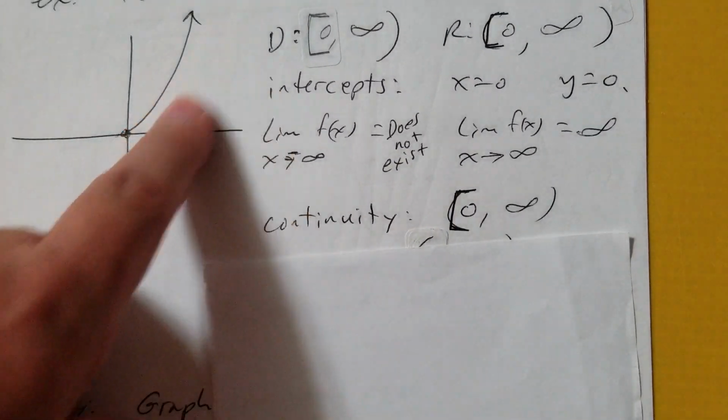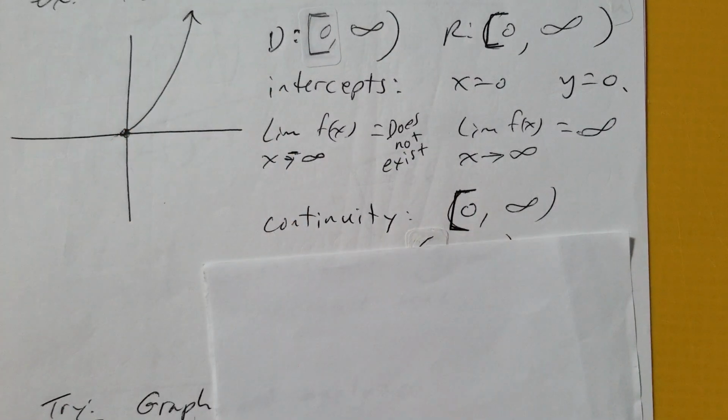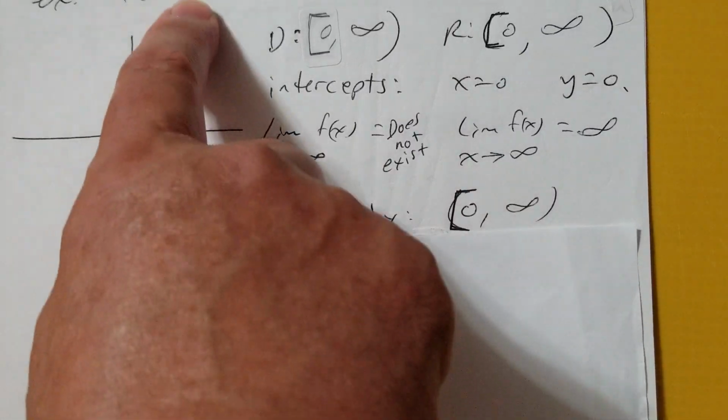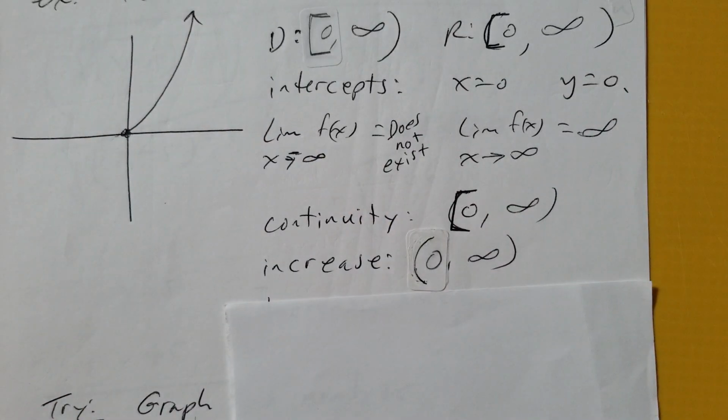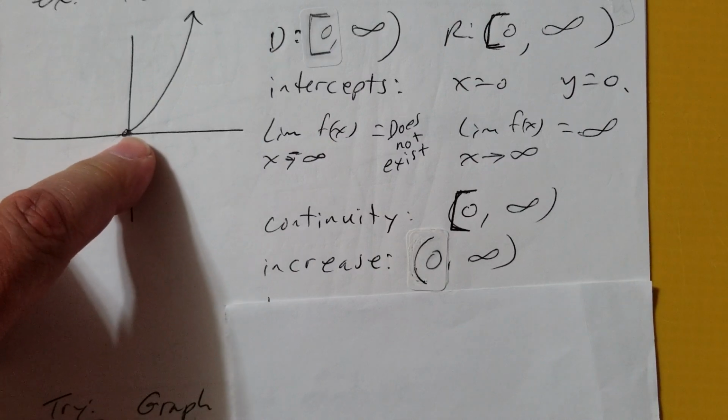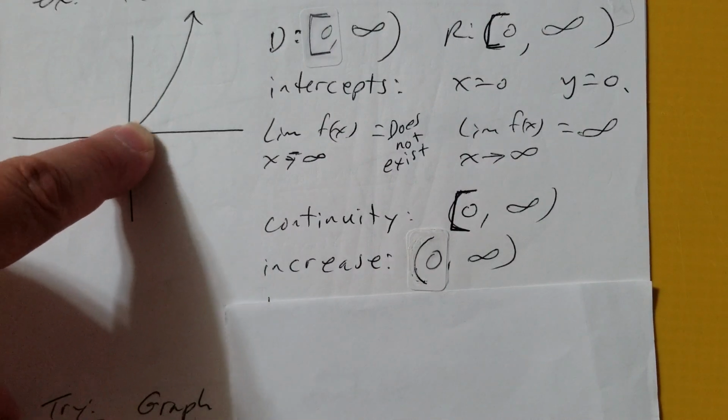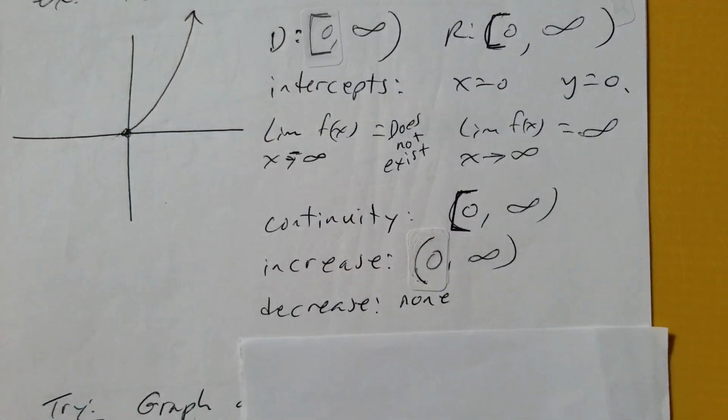Continuity, there's no break. It starts at 0 and goes, and there's no breaks anywhere, right? It's solid everywhere. Increase, well, it's always increasing, starting at 0, not including 0, and it increases all the way up. Decreasing, it never decreases, okay?